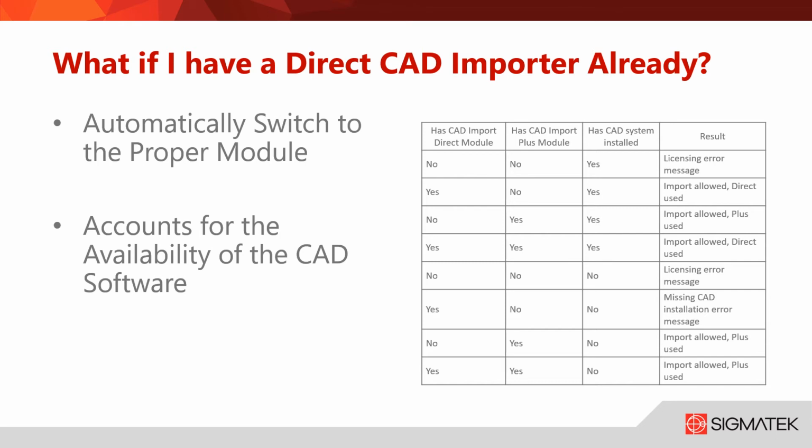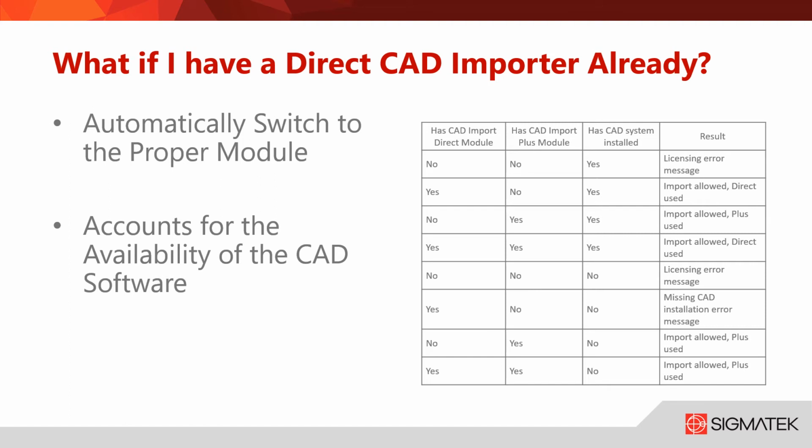For example, if you select a file type that you do not have the CAD Import Direct module for, Sigmatek will use the Plus module to import the selected files. If you select a file type that you have the CAD Import Direct module for, Sigmatek will use the Direct module if the CAD system is set up properly.